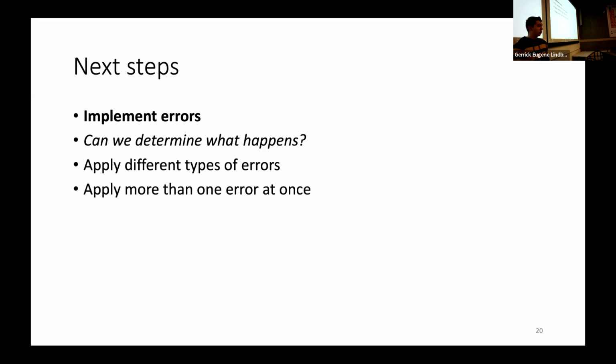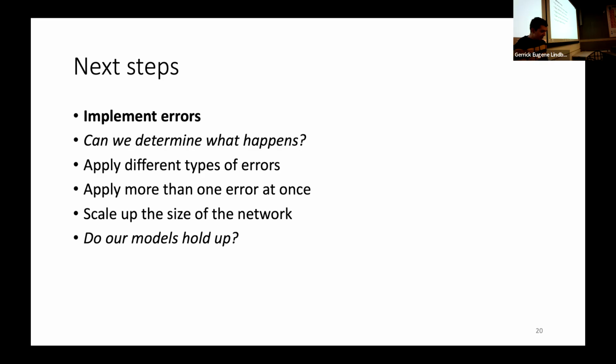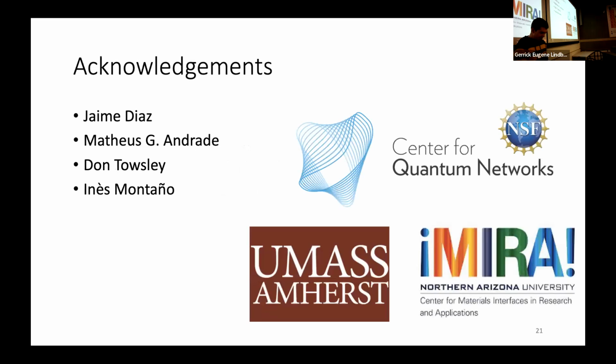Then we want to start applying more than one error at a time. Can we still determine what's happening on the outside with our numbers if we start adding more complex systems? So we can scale it up, add more errors, more types of errors. And the big question at the end of it is, do our models hold up? Can we actually produce data where we can look at the outside of our system and actually diagnose what's going on inside our system? And so that's what I'll be working on moving forwards.